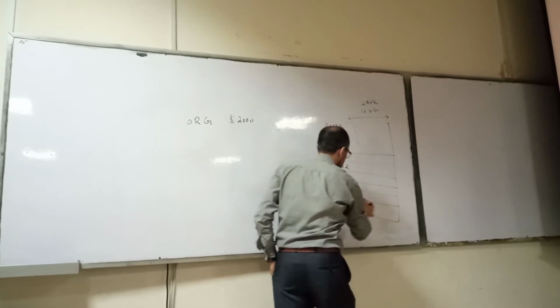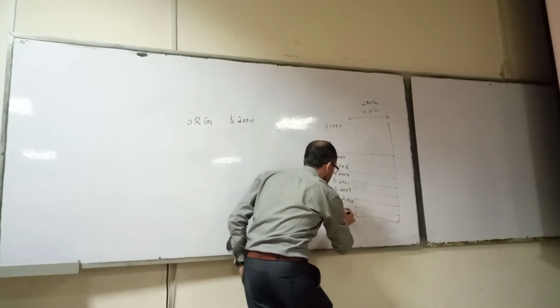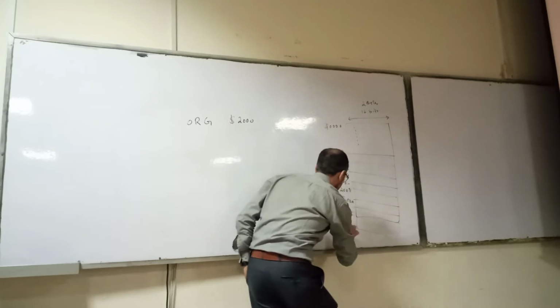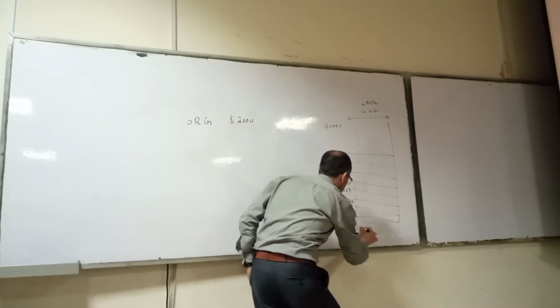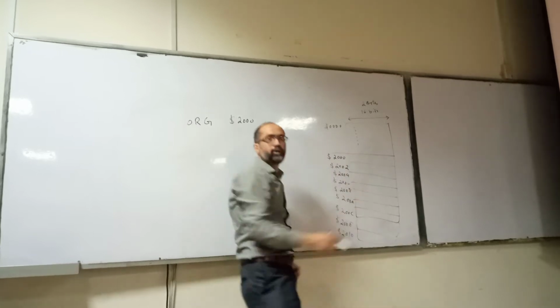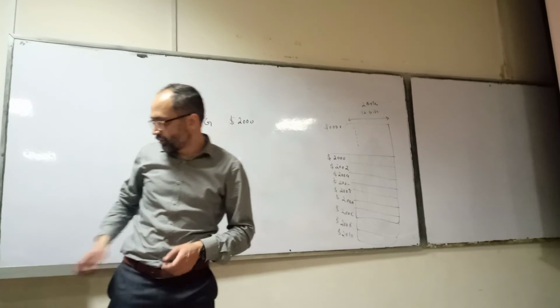$2008, $200A, $200C, $200E, $2010, and so forth. So it will go like this.